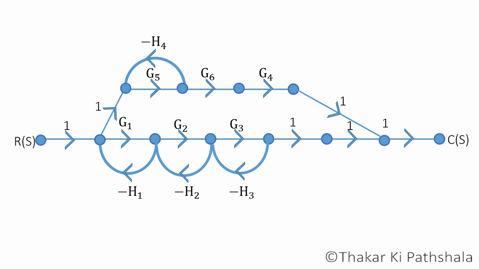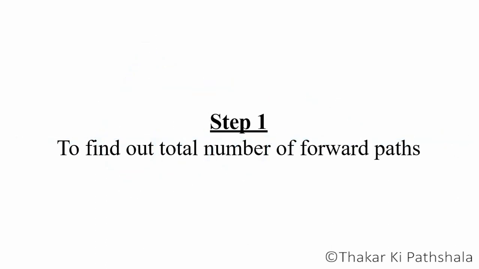Here we are considering this simple signal flow graph where G1, G2, H1, H2 all are gains of different parts of the graph. Rs is input and Cs is output. Now we will solve it by Mason's gain formula to find out the transfer function of the whole system.